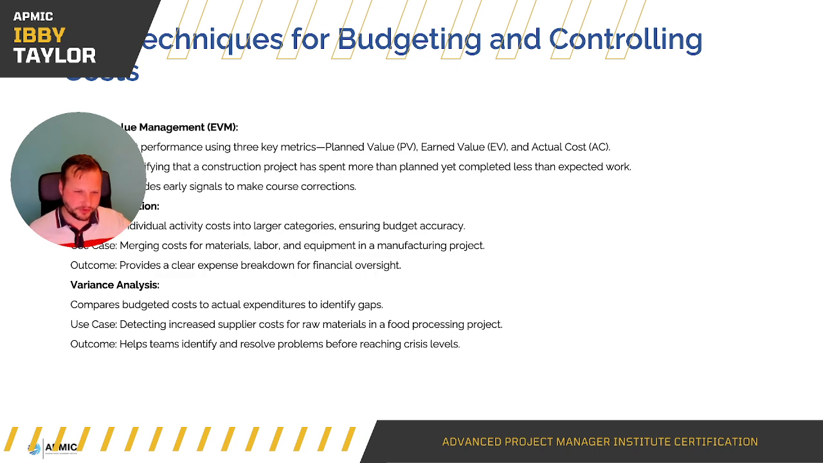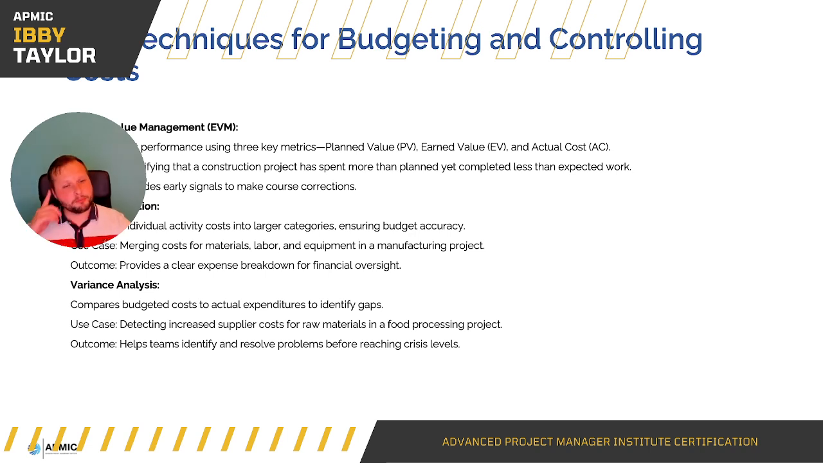So EVM, which I just touched on there, tracks the project performance using three key metrics: the planned value, the earned value, and then the actual cost. So identifying that a construction project has spent more than planned, yet completed less than expected work. It provides early signals to make course corrections. It highlights those red flags quickly.